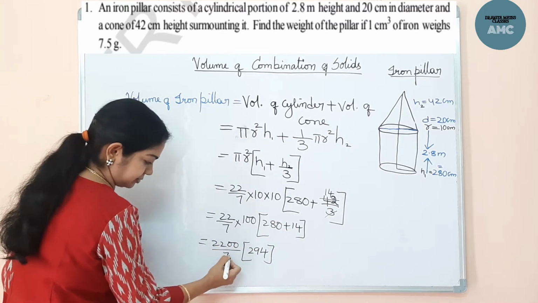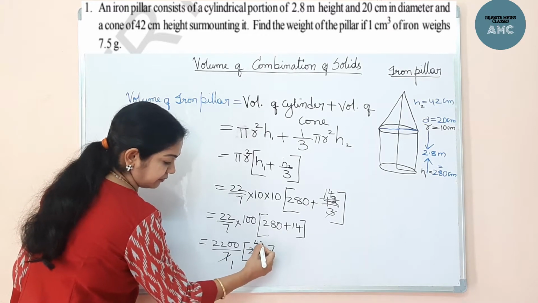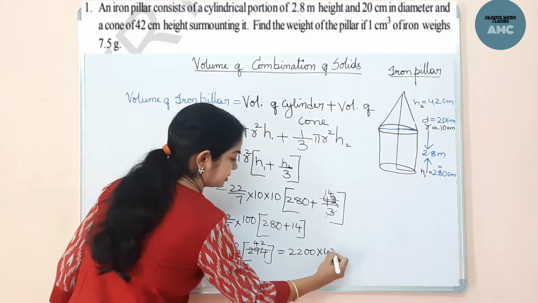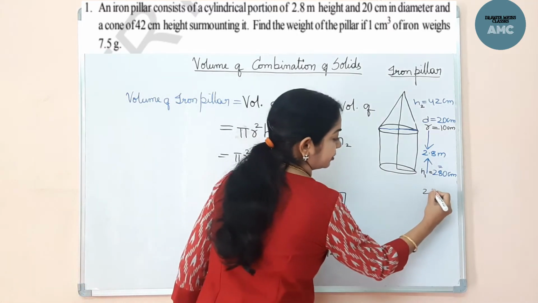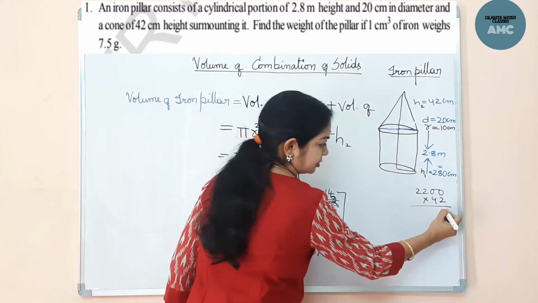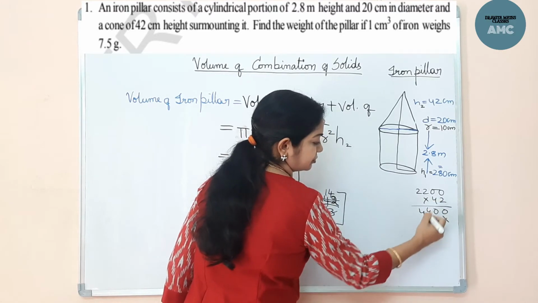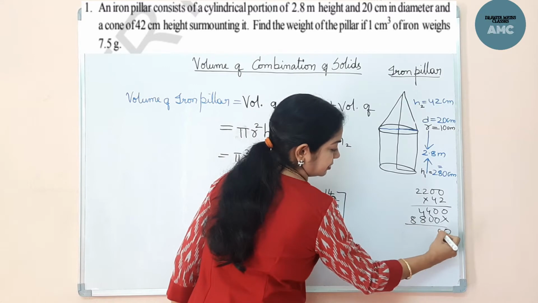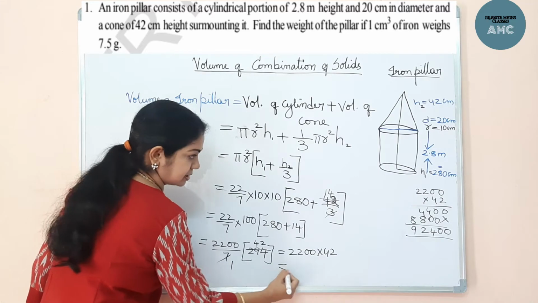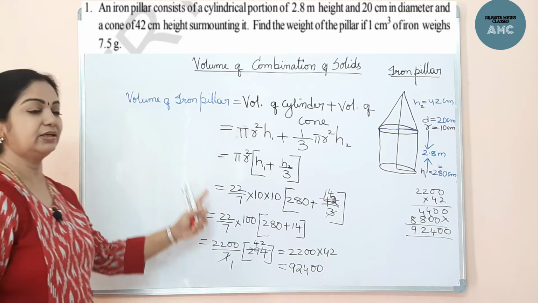Now, will this get cancelled? Let me see. 7 ones, 7 fours are 28. 1 carry here. So 7 twos are 14. So this is simply 2200 into 42. Let us do the multiplication in the rough part. 2200 into 42. Right. So this comes to 92400. Okay. So this is the volume.